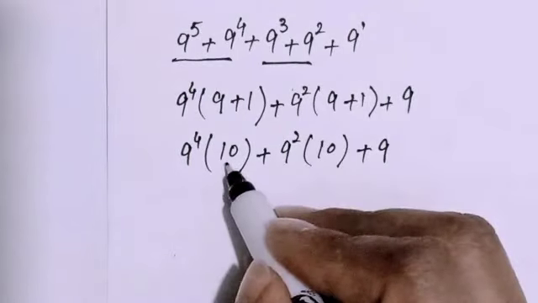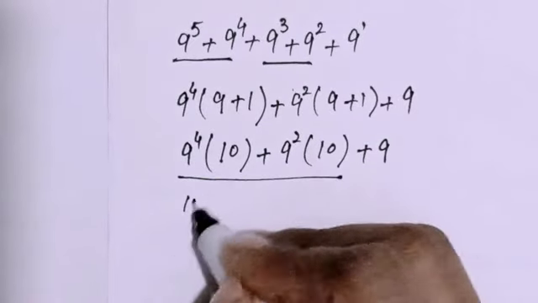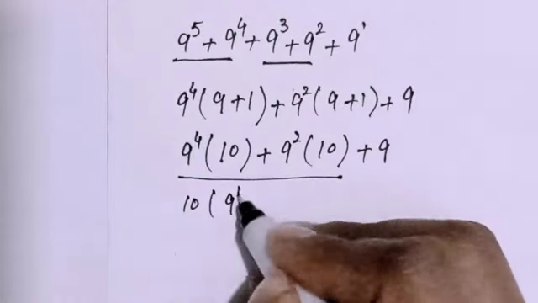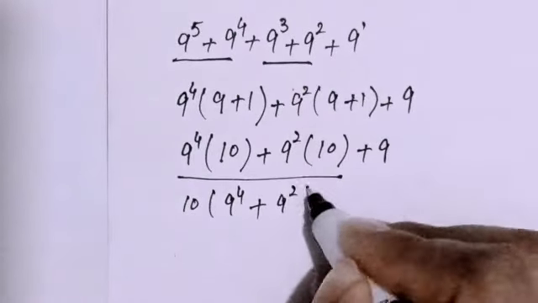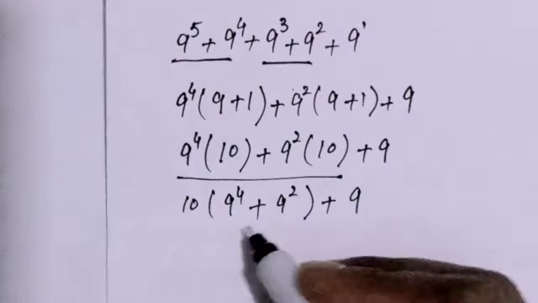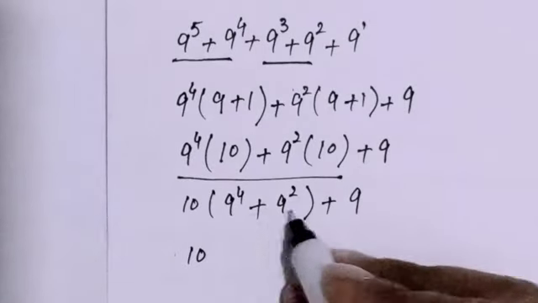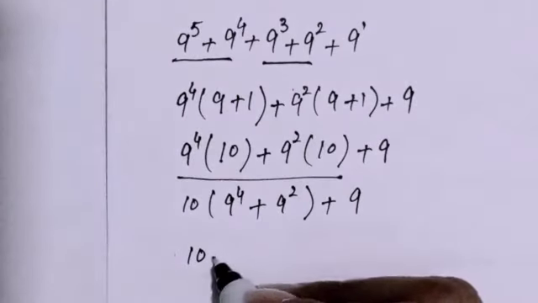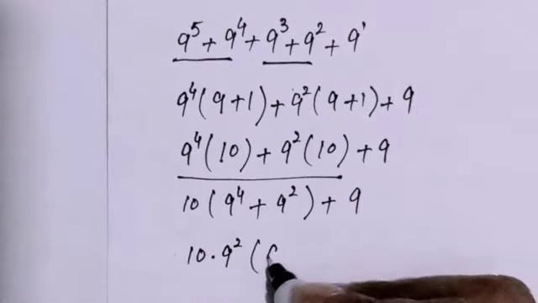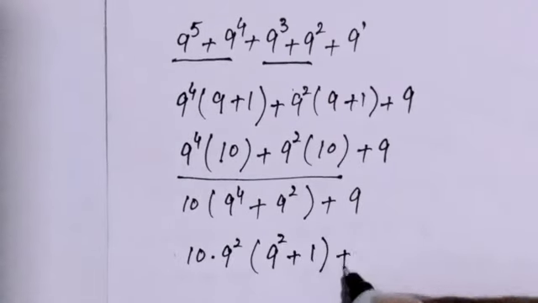Now next I can take common 10 from these two. So I will take common 10, and what is left inside is 9 to the power 4 plus 9 to the power 2 plus 9. Now next I can again take common 9 to the power 2 from this. So it will be 9 to the power 2 inside, plus 1, plus 9.